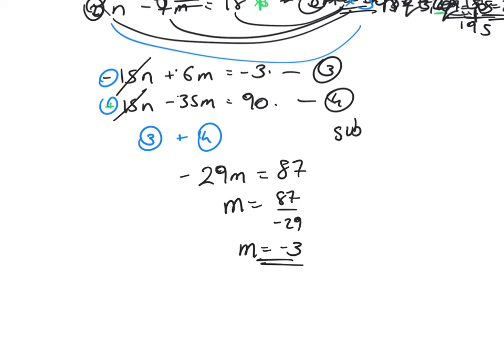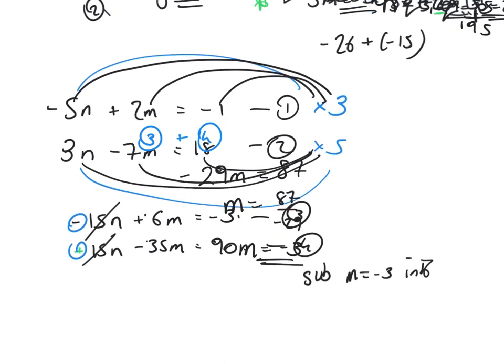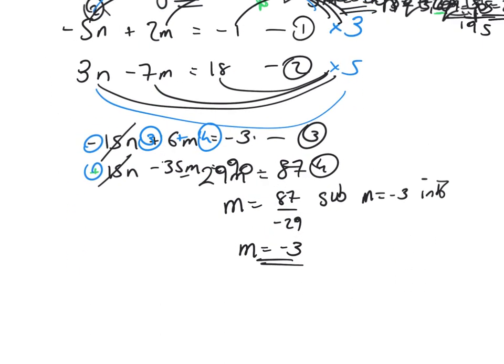I'm now going to sub m equals minus 3 into one of the equations. I can choose any, but let's choose one where the numbers are a wee bit smaller, and this time let's sub that into equation 2. So it doesn't matter which one I go for, but I might as well make life as easy as possible for myself. So I'm going to replace m with minus 3, so it's going to be 3n minus 7 lots of minus 3 is equal to 18.